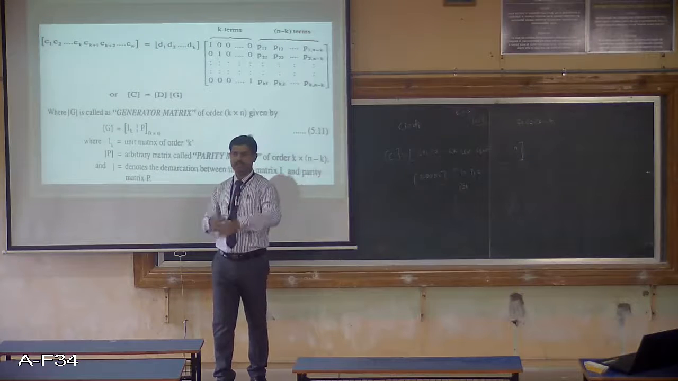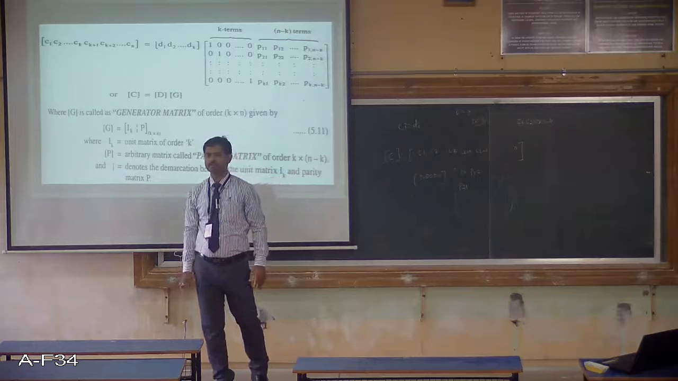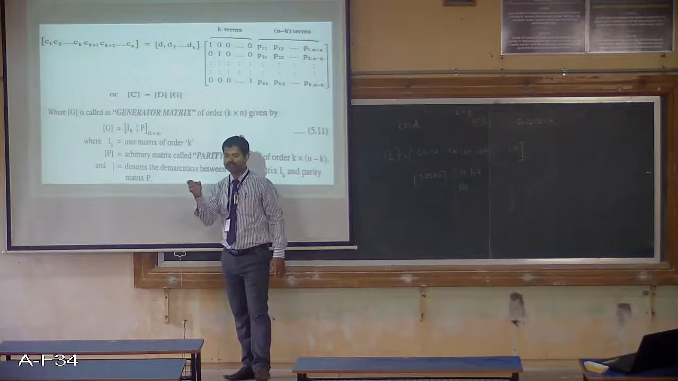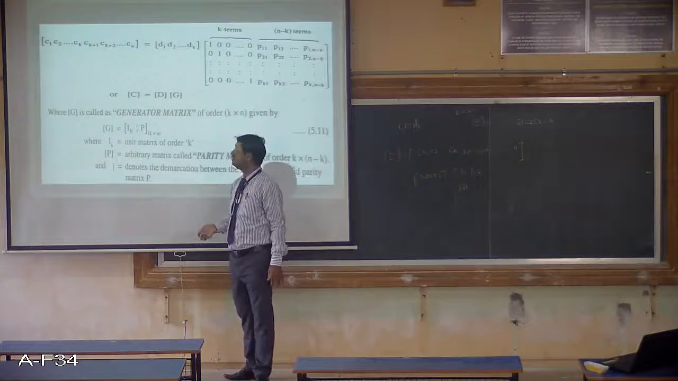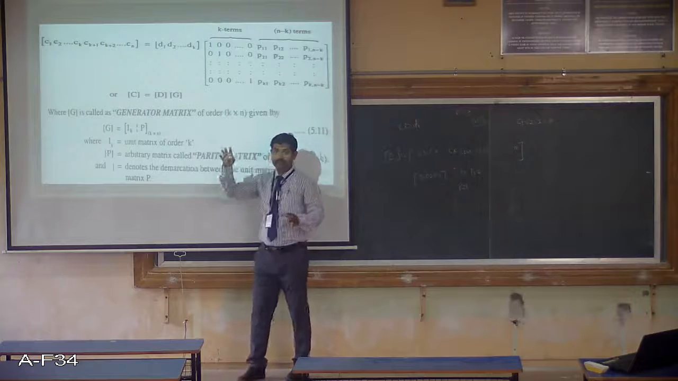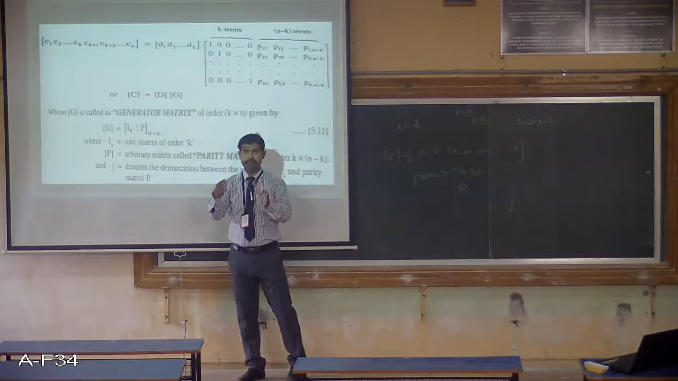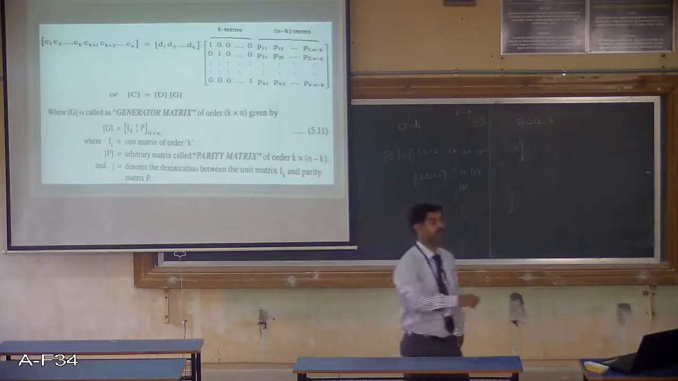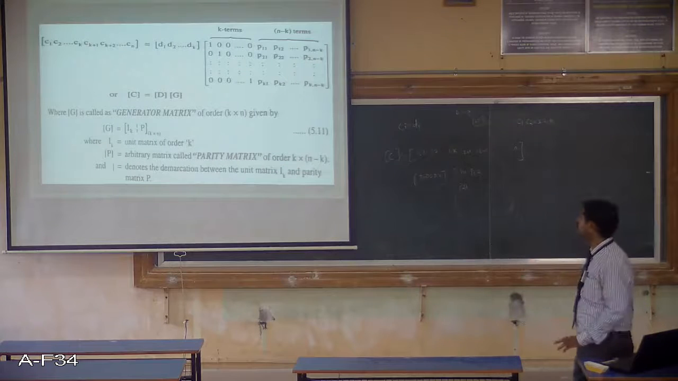It will just take k bits and produce n. This is the logic behind that: C is equal to DG, where G is the generator matrix. It looks like this: your G should have an identity matrix followed by one more matrix, which I call the parity matrix, right?